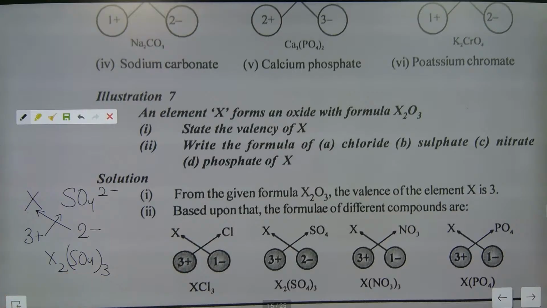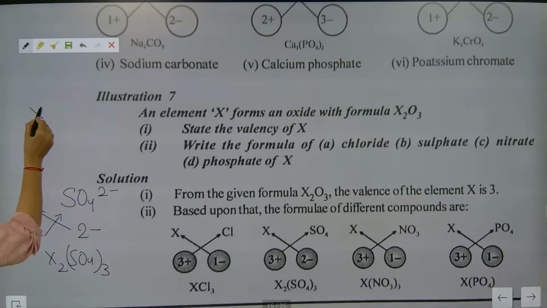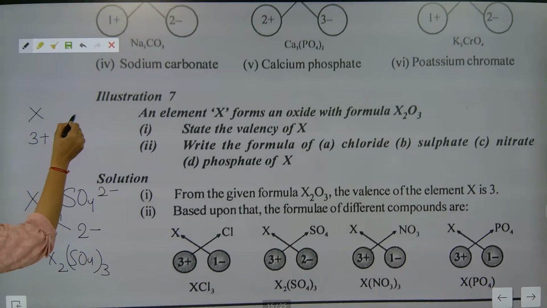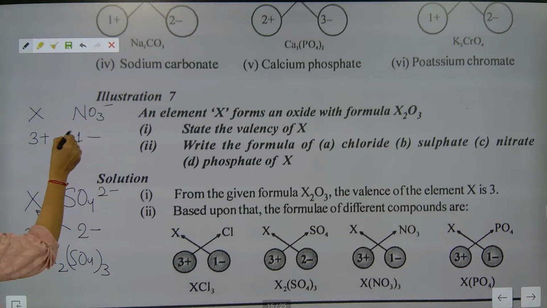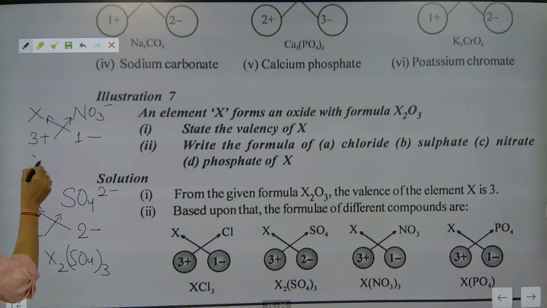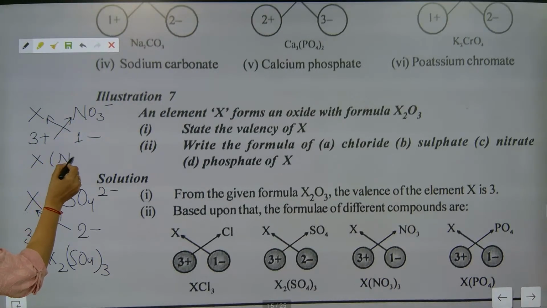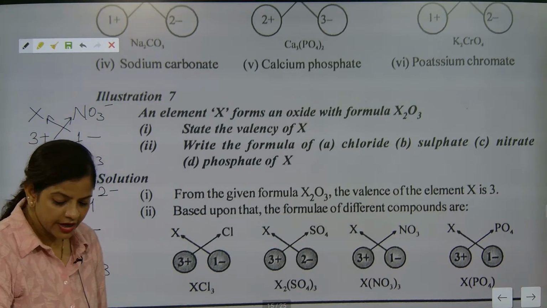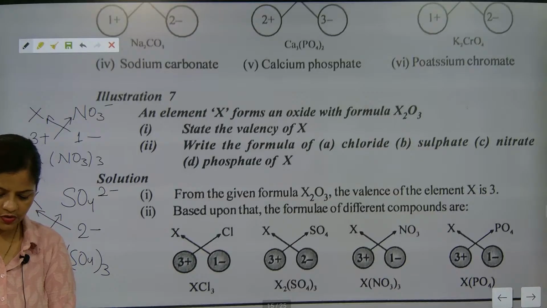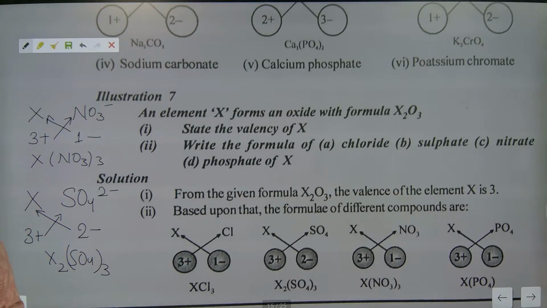Now nitrate. Nitrate is minus. So now we are going to go for nitrate. X will be 3 plus and nitrate, NO3, is 1 minus. So it will go crisscross. It will become X(NO3)3. That is considered as what, beta? When you are writing X(NO3)3.